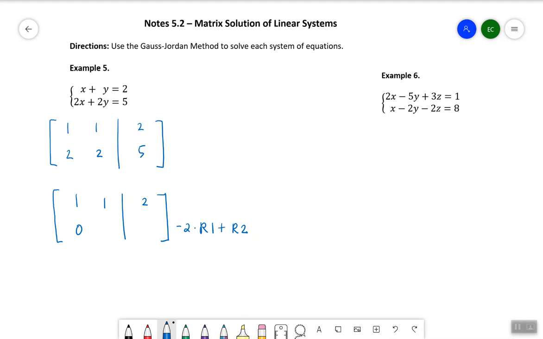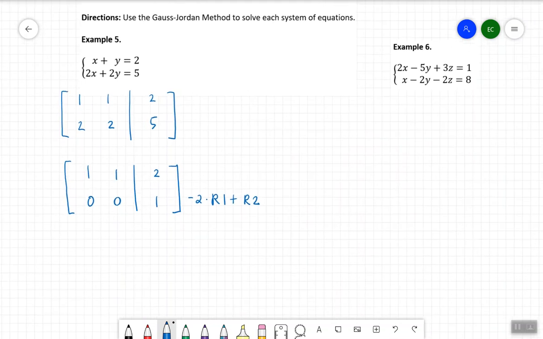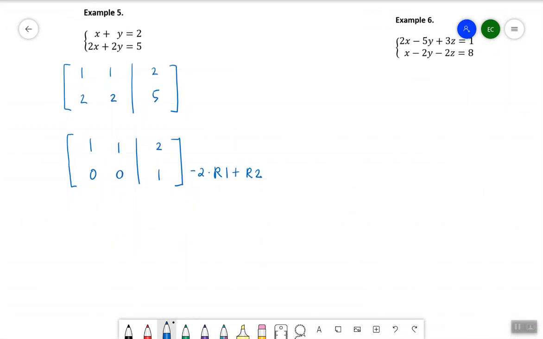And then actually we'll get another 0. -2 times 1 is -2 plus 2 is 0. And then -2 times 2 plus 5 is 1. And so this is different from any matrix we've seen before. The big difference is that we have all zeros on the left-hand side.